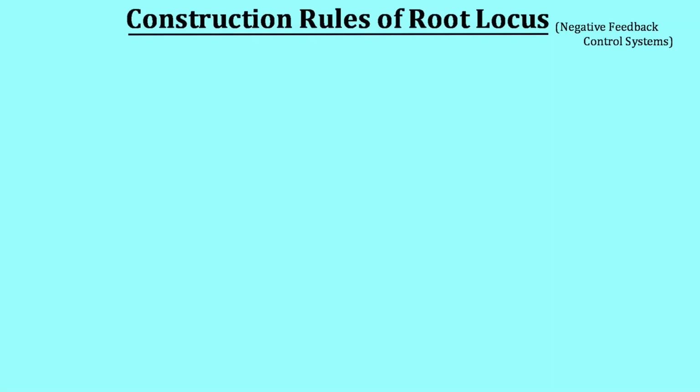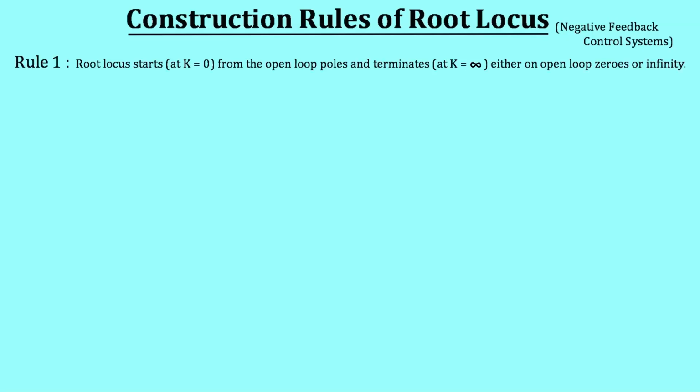In this lecture, we are going to see the construction rules of how we are supposed to draw the root locus of a system. The first rule is the root locus starts from the open loop pole and terminates either on open loop zero or infinity. One more small point which you can add in this rule is that the root locus is symmetrical about the real axis. The underlying reason behind this point is that we deal with simple and complex conjugate poles only.